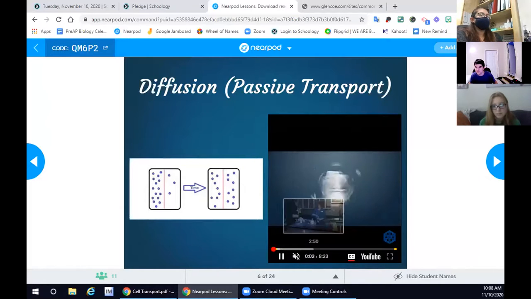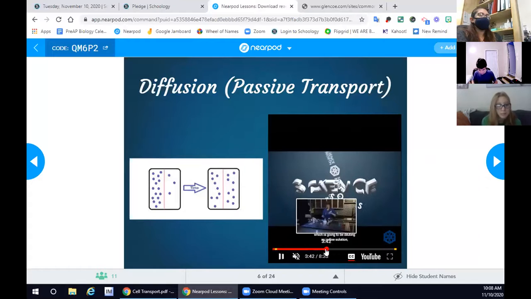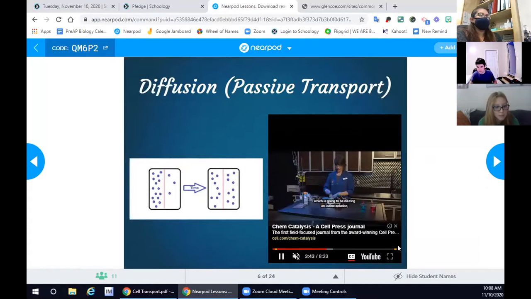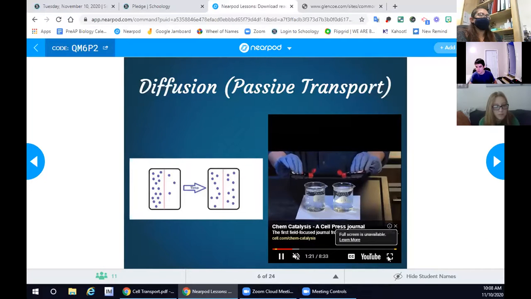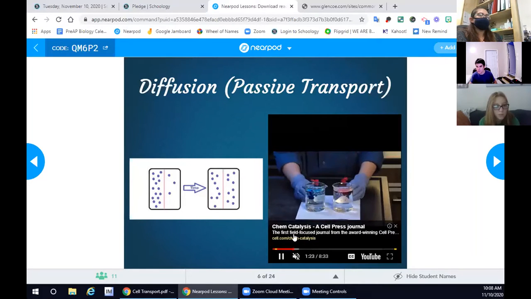We're not going to watch the whole video. I'm just going to fast forward to... I can't zoom in. Okay, but this is diffusion. We add a small drop of coloring, food coloring, and then the particles are going to spread out until everything is even.